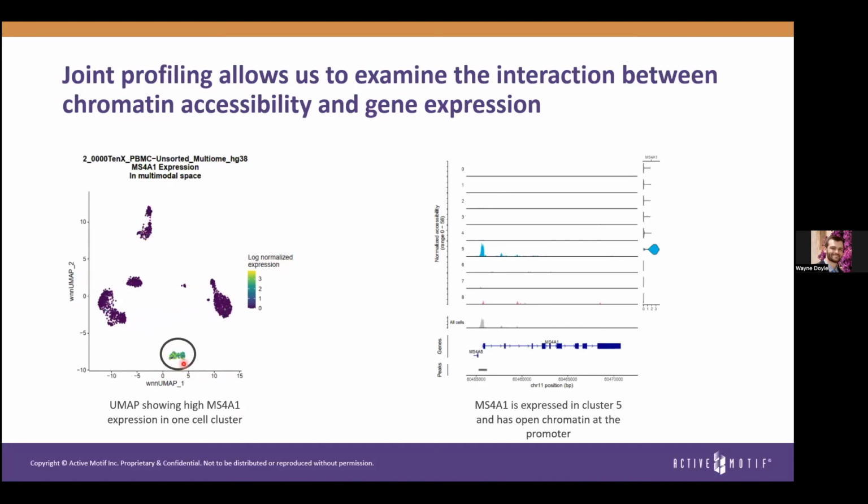So this would indicate that MS4A1 is a potential marker of this cell type. If we're doing downstream experiments, this would be a good target to focus on for manipulation. So that's really great from the gene expression space.